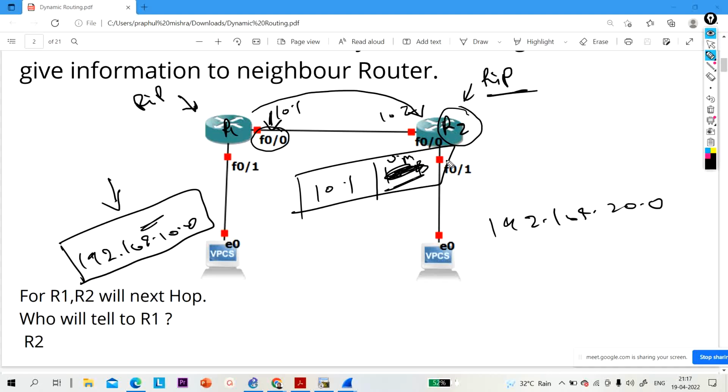What will be the destination IP? When R2 receives this RIP message, it will check the source, from where it is receiving: 10.1. So whenever I need to reach this network, I will hand over to 10.1. So R2 is reachable to this network via 10.1.